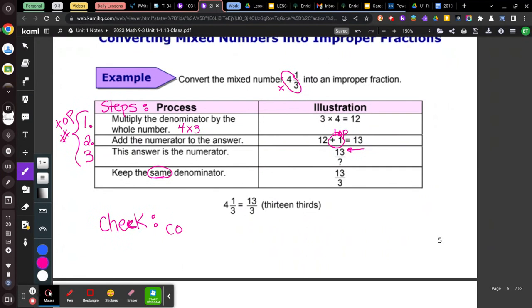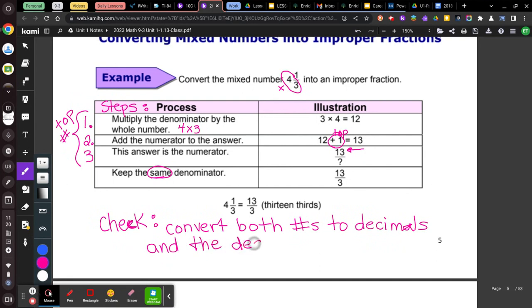So convert both numbers to decimals, and the decimals must be identical. The decimal answers must be identical.